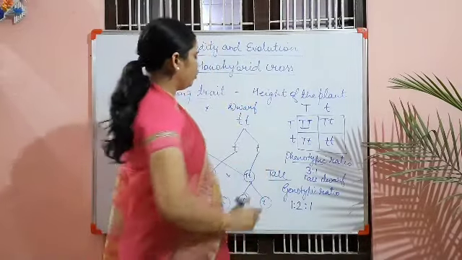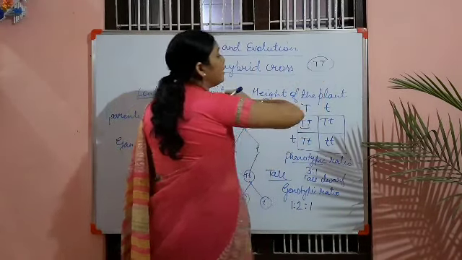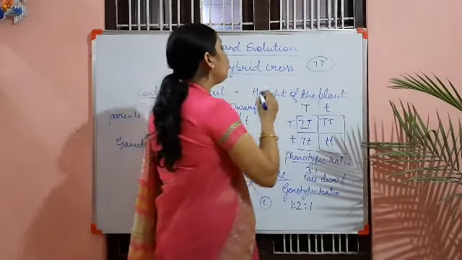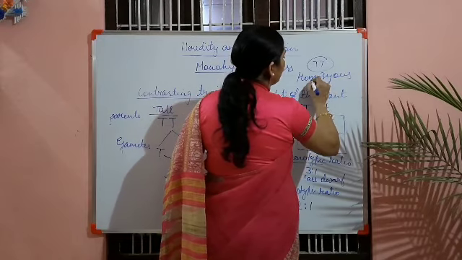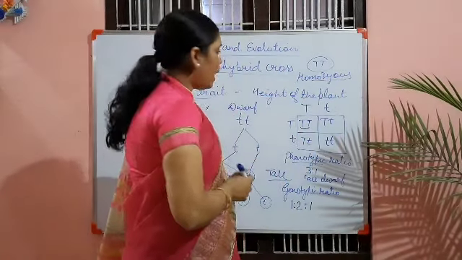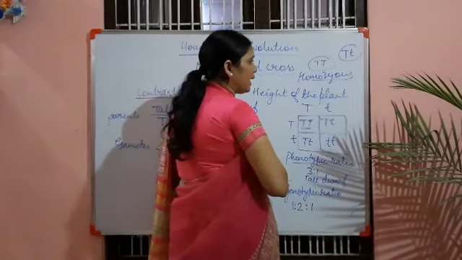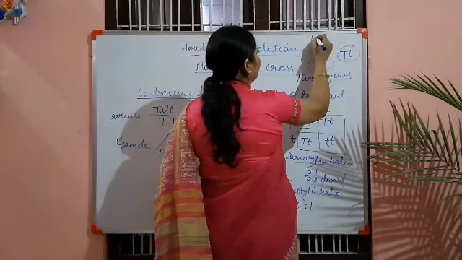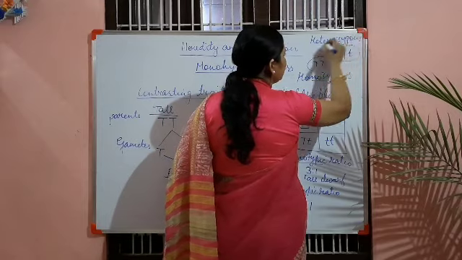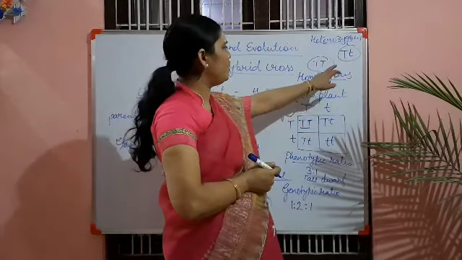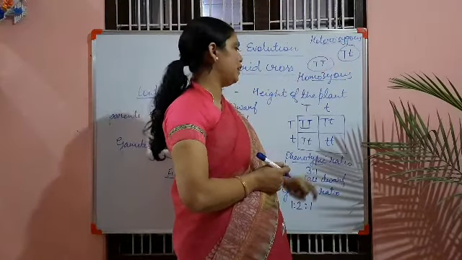Okay, and one more thing I want to tell you. If both the capital T's are there, this condition is known as homozygous, meaning the presence of the same type of genes. And this condition, capital T, small t, is known as the heterozygous condition. Hetero means different, zygous means the presence of the genes. That means two different genes are here, capital T and small t. So this condition is known as heterozygous.